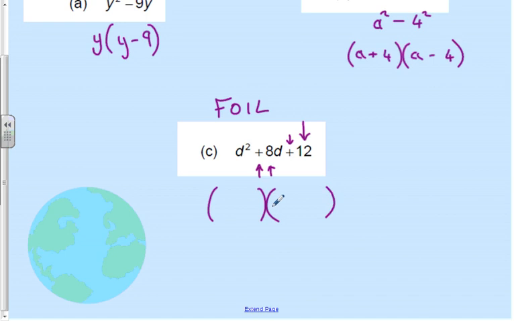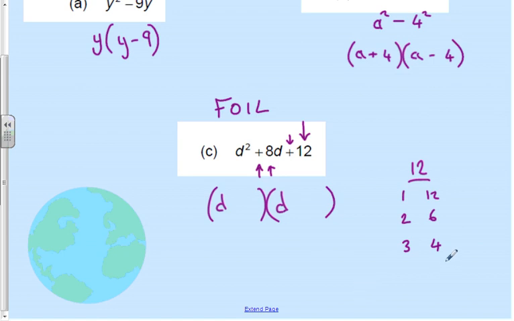that the first term in each bracket multiplies together to give us d squared. Now we can make the move there to put that as d in each bracket. Now we need to look at the last term. Now FOIL tells us that the last term in each bracket multiplies to give us 12. So we need to look at our factors of 12. We can start with pairs. We've got 1 and 12, 2 and 6, and 3 and 4.